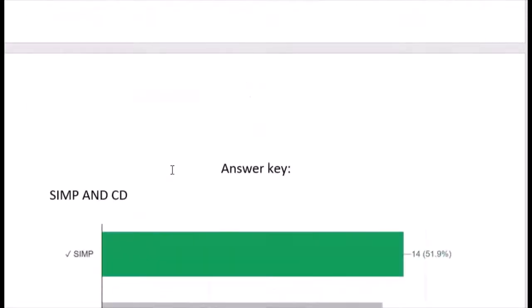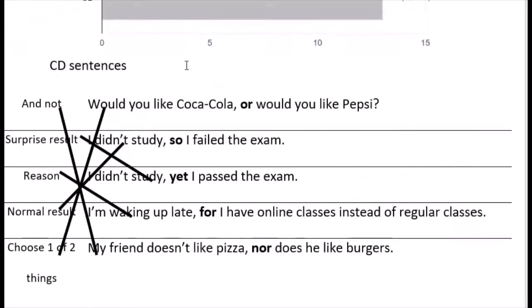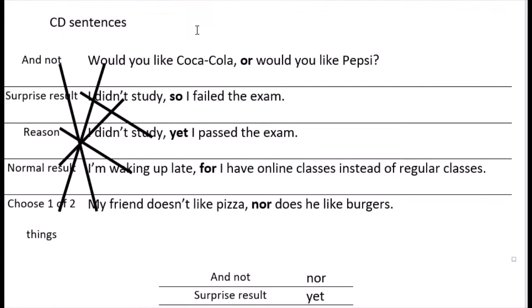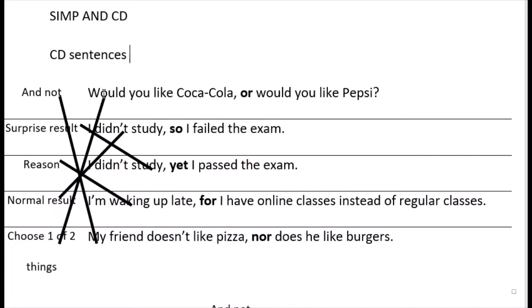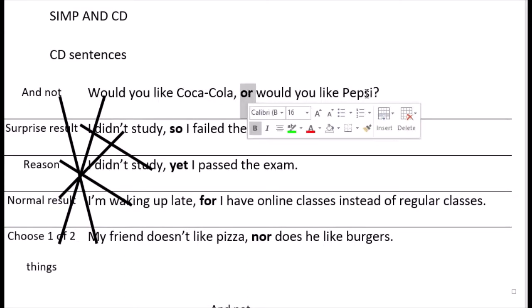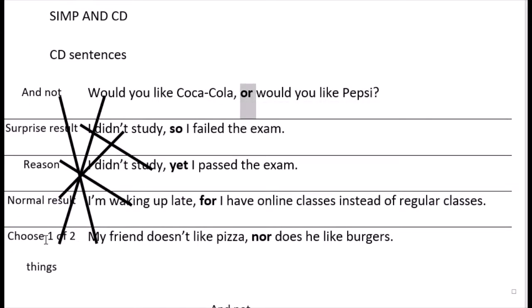Oh, sorry. Answer key, here it is. We have compound sentences here, and we have, would you like Coca-Cola or would you like Pepsi? Here you have "or," it means choose one of two things, okay?